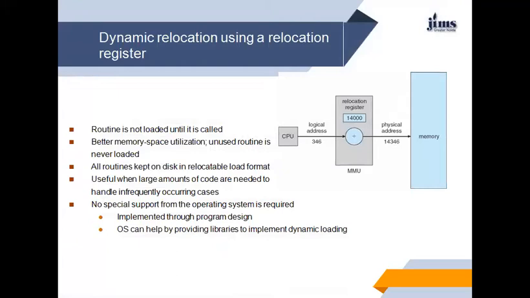Here the logical address generated is 346. And here is the base register, or the relocation register. You can see the value of the relocation register in the MMU is 14,000. So this logical address is added to this base register, and it will provide us the physical address. The logical address is 346, the relocation register is 14,000, and 14,000 added to 346 gives the physical address 14,346 in the actual memory.